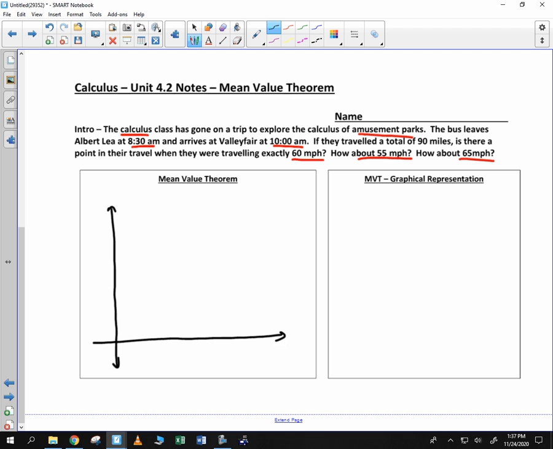Suppose you have a function that starts, say, here and ends, say, here, and it looks like that. We'll call it function f. Then the average rate of change, we would say, would be this red line. Is there a spot on that function where the derivative is the same slope as that red line?